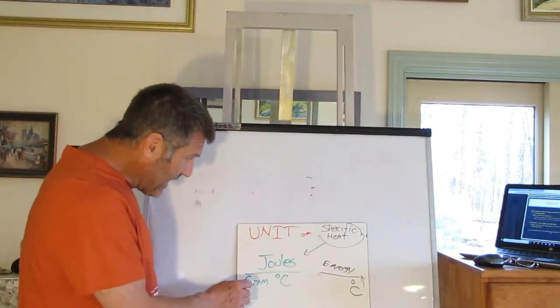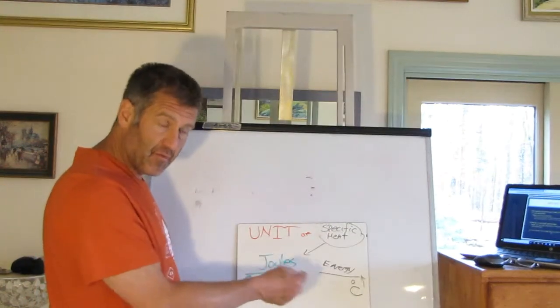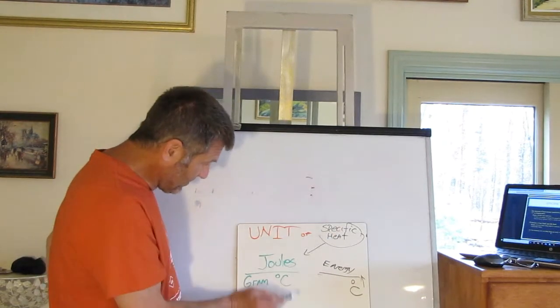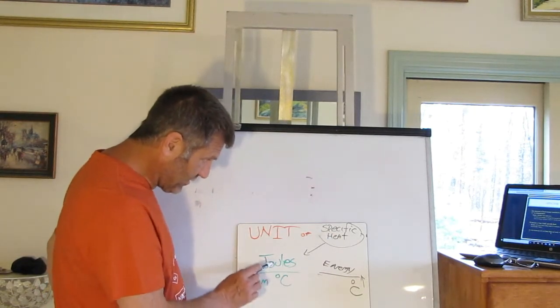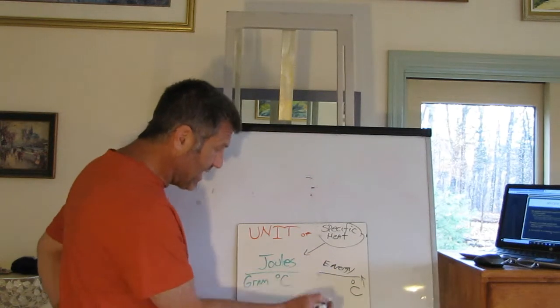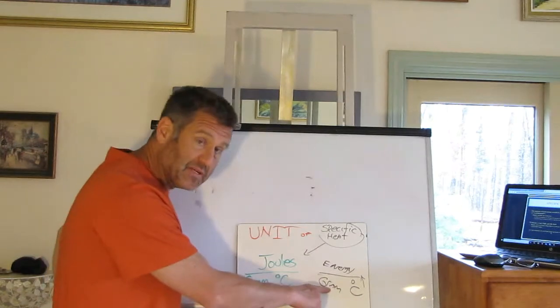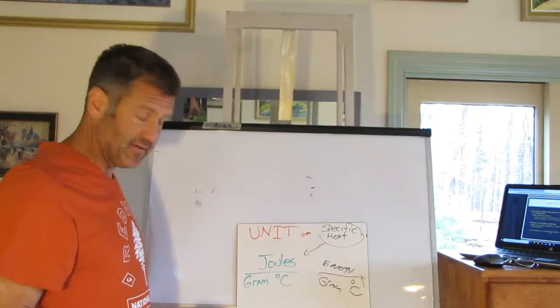And we have the gram in here because if we want to compare different materials, they have to weigh the same, right? So specific heat definition is joules per gram degree C, or the amount of energy required to raise 1 gram of a material by 1 degree Celsius, right?